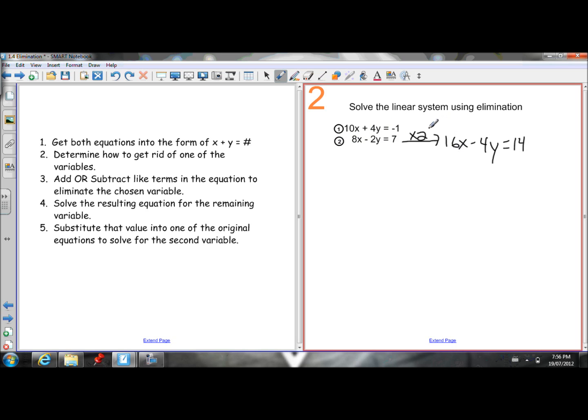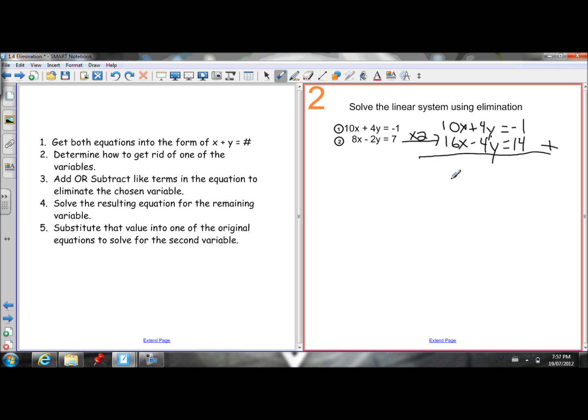Let's rewrite this top one: 10x plus 4y equals -1. Now, if I add these two equations, look what happens.